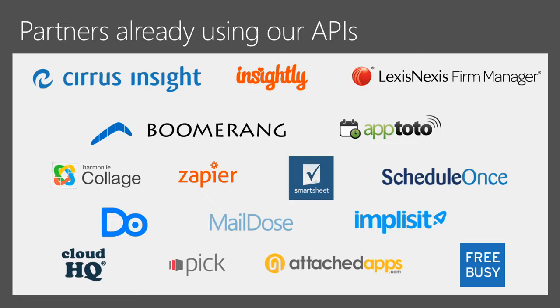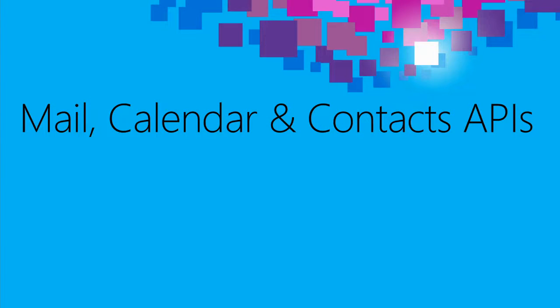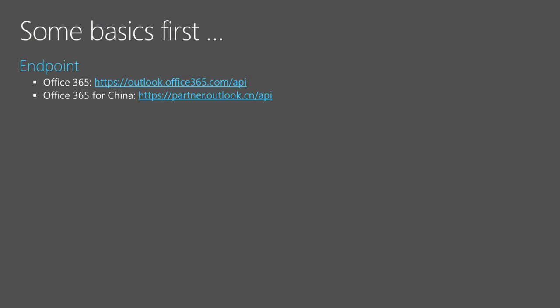And most of the time the ask I get is not so much about how do I use the API, it's more about do you have feature X or feature Y available, and that's really what we're focused on our side, trying to make sure that it's as rich as possible to realize all scenarios. So with that, let's go into mail, calendar, contacts.